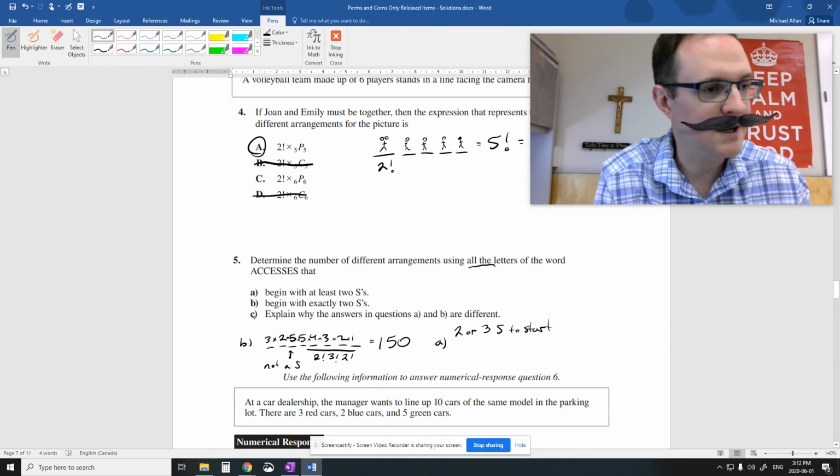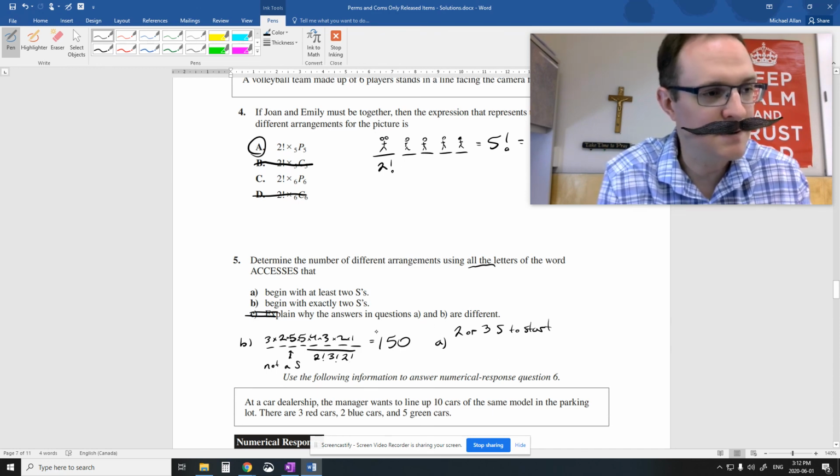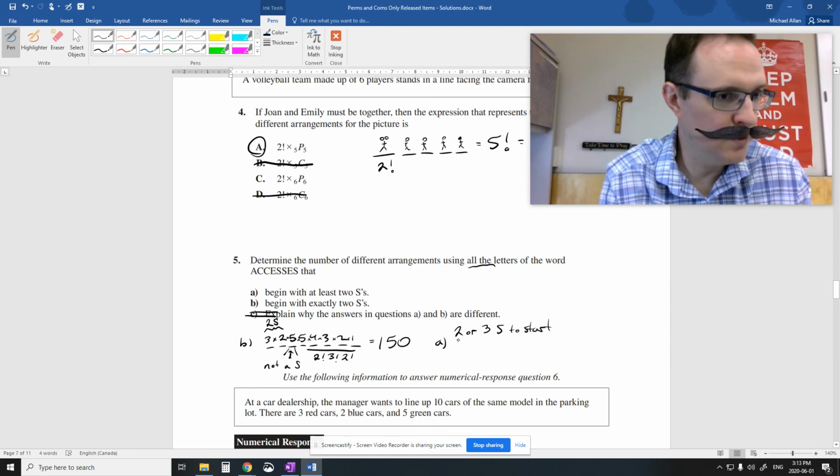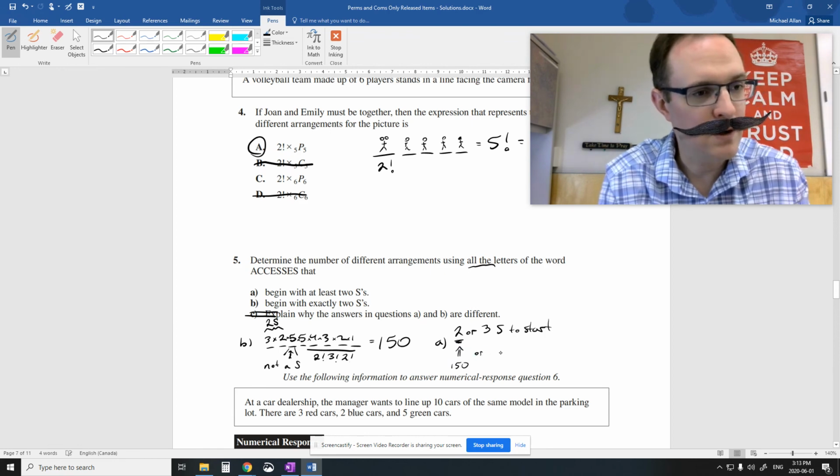So I'm not going to explain why they're different, right? Because this is just going to explain it. Like this has to have exactly 2, right? And this one cannot be an S, okay? And then this one will be 2 or 3. So I already have the 2. So this one is already 150. I already know that one. Or I can have the 3, 2, 1.